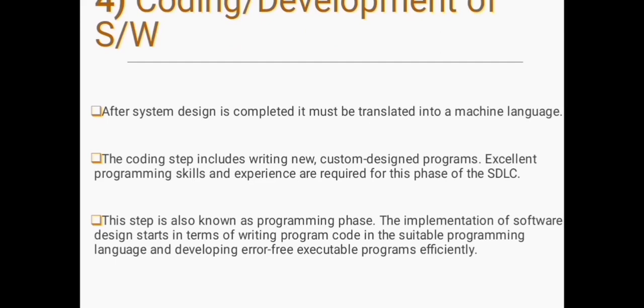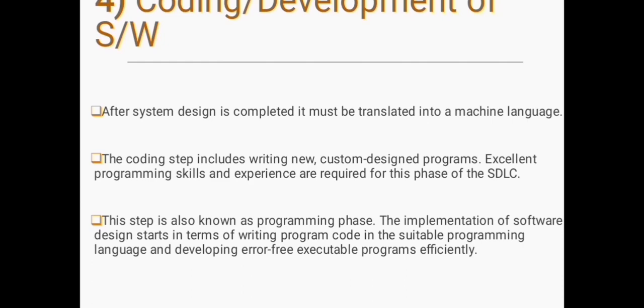Fourth one is coding, development of software. After system design is completed, it must be translated into machine language. These coding steps include writing new custom design programs. Excellent programming skill and experience are required for this phase of SDLC. This step is also known as the programming phase.